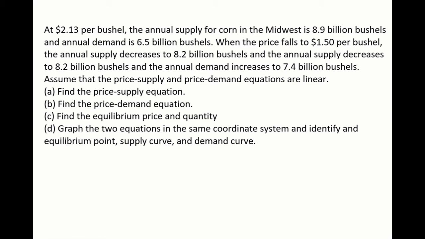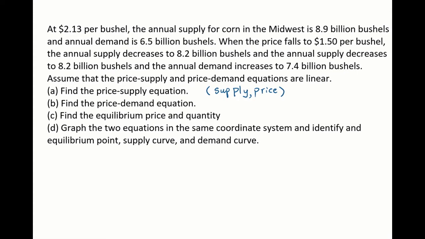In this video, we'll solve this word problem about supply, demand, and prices. For the price-supply equation, we'll use supply as our first coordinate and price as our second coordinate. And for the price-demand equation, we'll use demand as our first coordinate and price as our second coordinate. So in each equation, supply and demand are the independent variables and the price is the dependent variable.